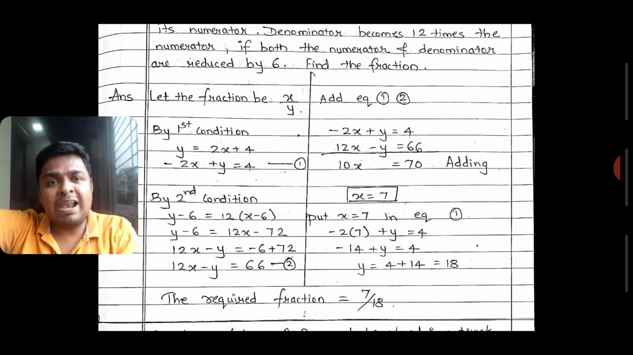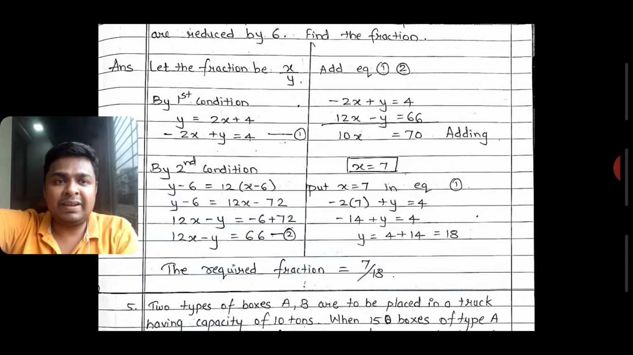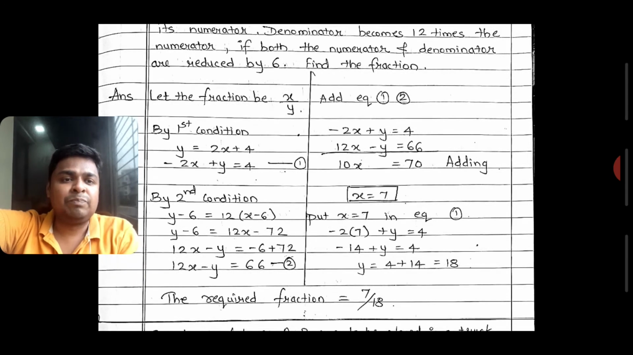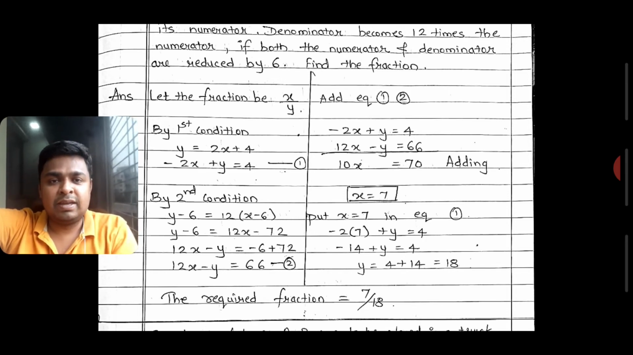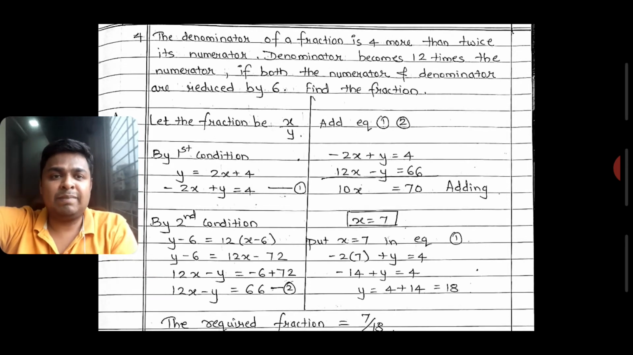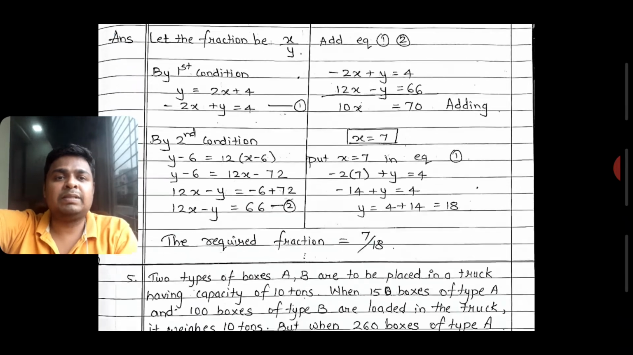And then put the value x is equal to 7 in any one of the equations. You will get the fraction. That is y is equal to 18. So numerator that is x and denominator that is y. 7 upon 18 is the fraction. Very simple. Once you understand the language, it becomes very easy. Mathematical language you should be able to understand. Okay, 4 more than, that means plus 4. Sum means addition. Remember this.